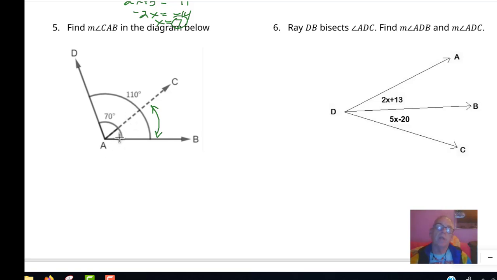And I'm taking it that this distance here is 70 degrees. And we can see that 70 plus 40 makes the 110 degrees. So really we've got 70 plus x equals 110. Take away 70 from both sides, x is equal to 40. So we can see that this has to be 40 degrees for the measure of angle CAB.